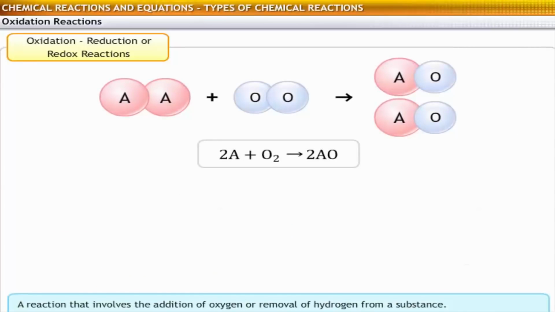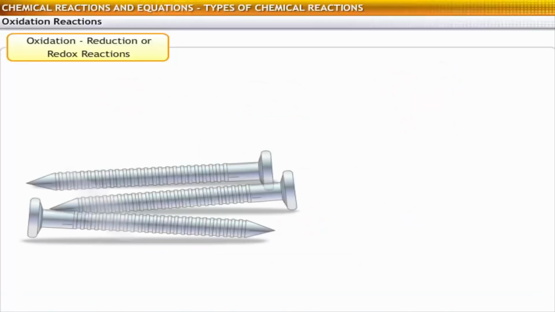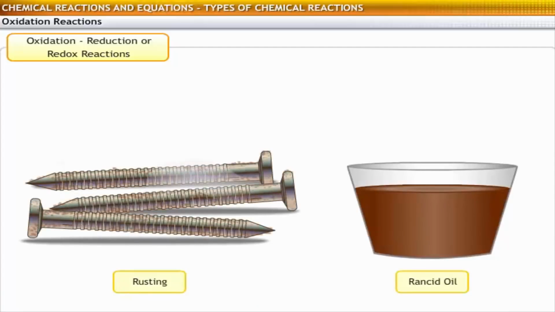Oxidation reaction involves the addition of oxygen or the removal of hydrogen from a substance. This is a simple combination reaction. Two common examples of oxidation are rusting and rancidity.